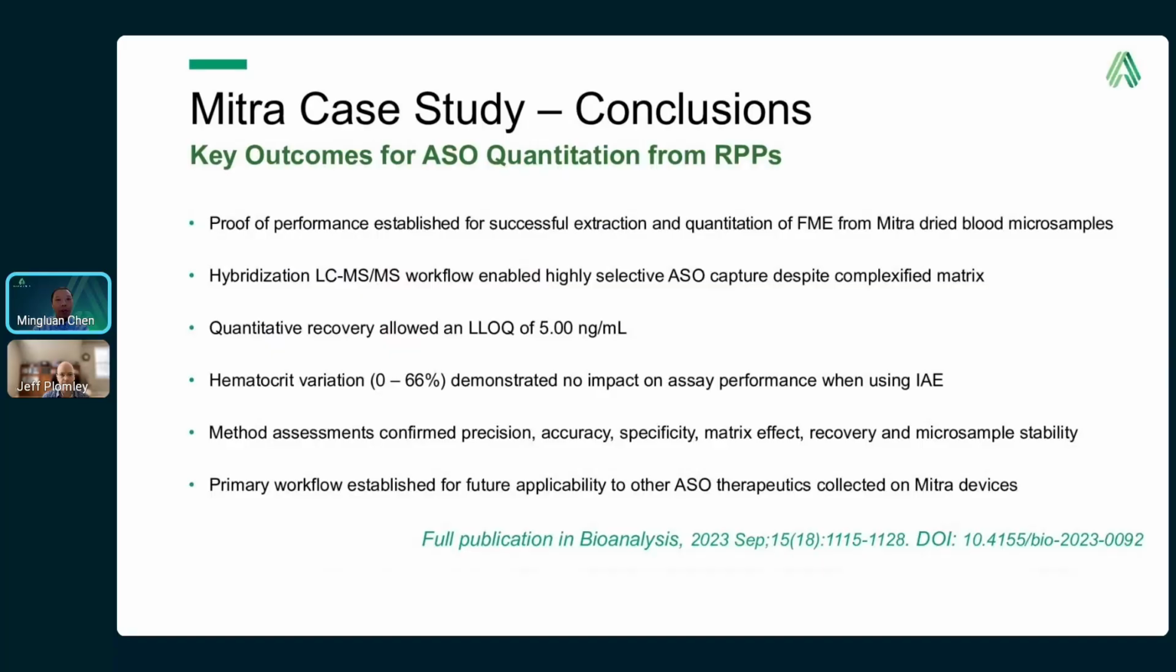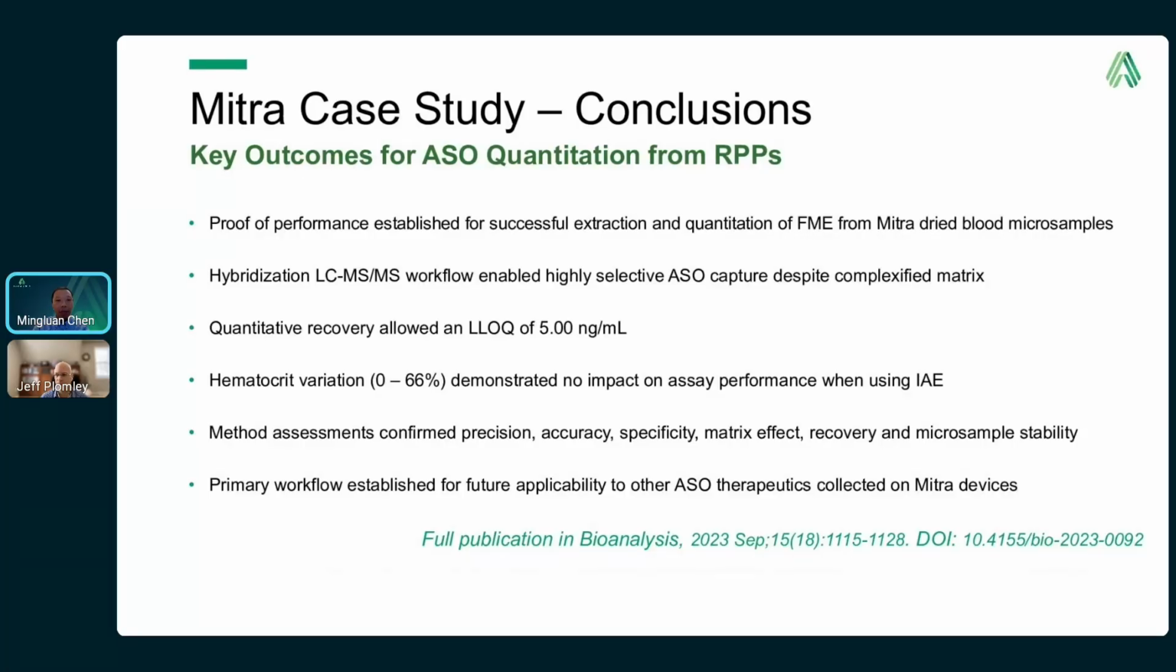In summary, for this case study, we successfully extracted and quantified formiversen from mitra dried blood microsamples. The hybridization LC-MS workflow allowed highly selective ASO capture even in complex matrices and achieved quantitative recovery with an LOQ of 5 nanograms per mL in just 10 microliters of dried blood microsample.